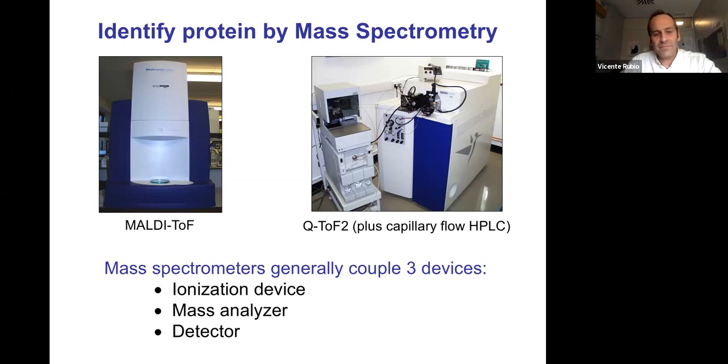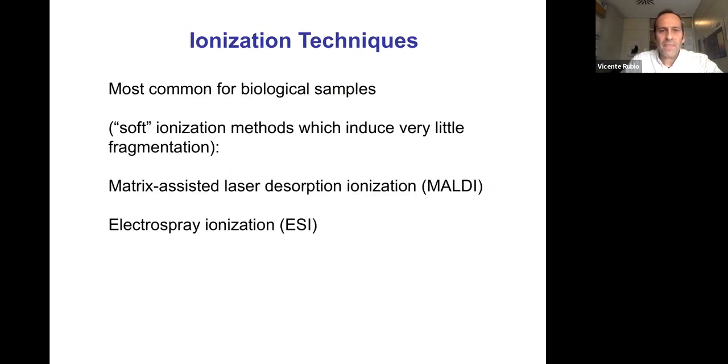Okay, and there are many different equipments for mass spectrometry. Usually they are based on 3 different devices. So the ionization device, the mass analyzer, and the detector. And we can classify these equipments depending on these 3 devices, which is a MALDI-TOF or what is a QTOF. About the ionizing, so the first device, there are usually 2 different types. The most commonly used are the MALDI, which is matrix assisted laser desorption ionization, and the other one is the Electrospray ionization.